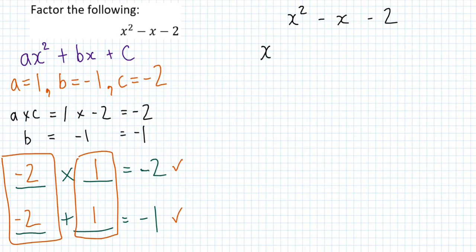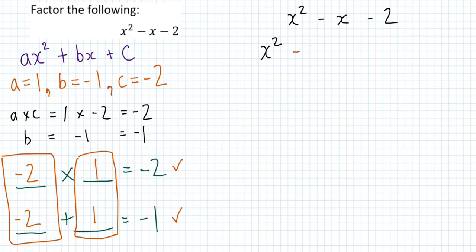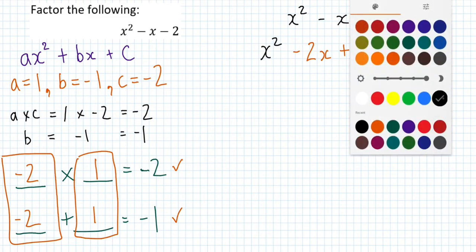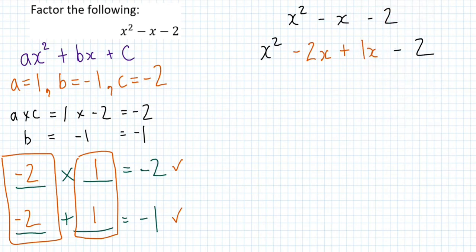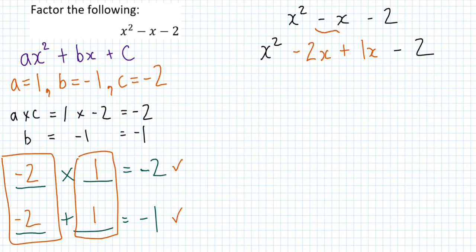So we go x squared, minus 2x. We got the -2 from the last step, plus 1x. We got the +1 from the last step as well. I'll go back to black, minus 2. So all we did was rewrite the equation. The only thing we did is we elongated this part. Okay, and I'll show you why. It's because it's easier to factor.